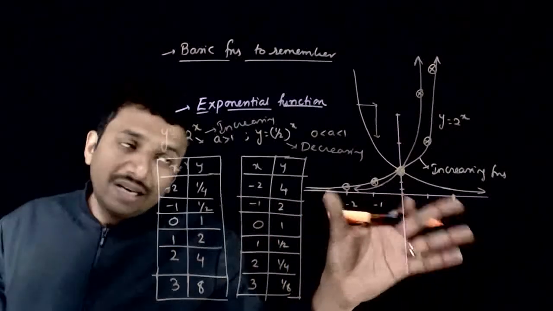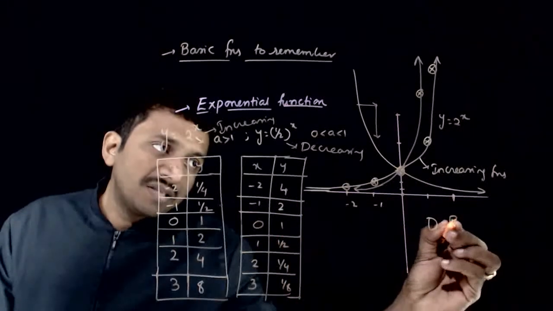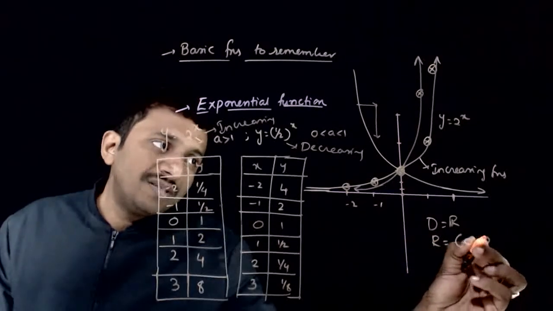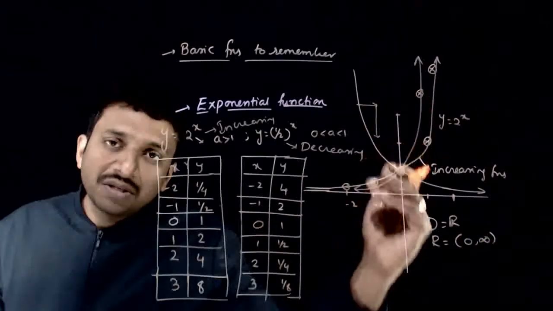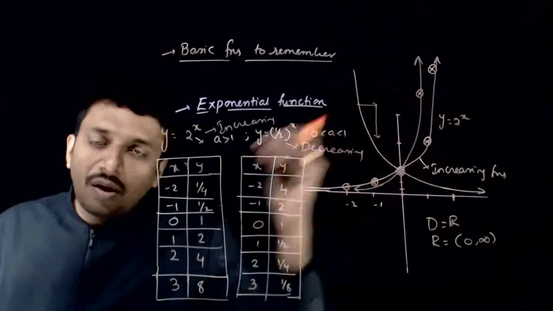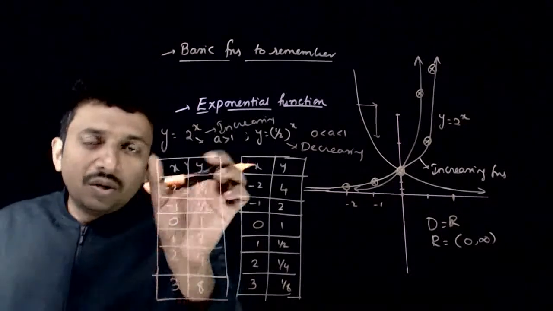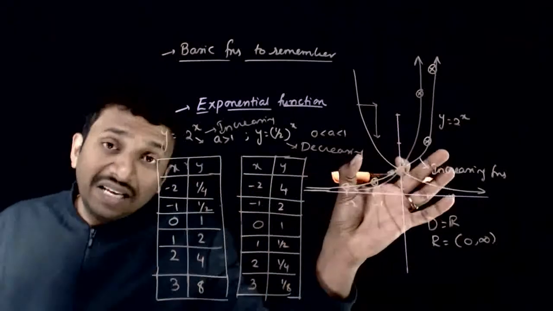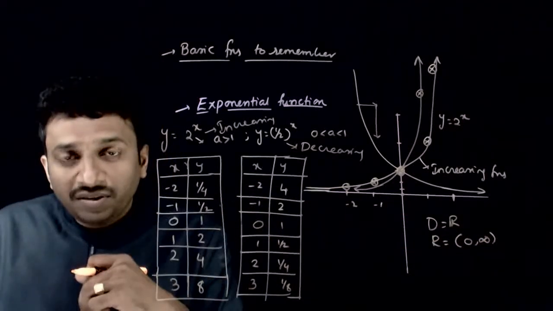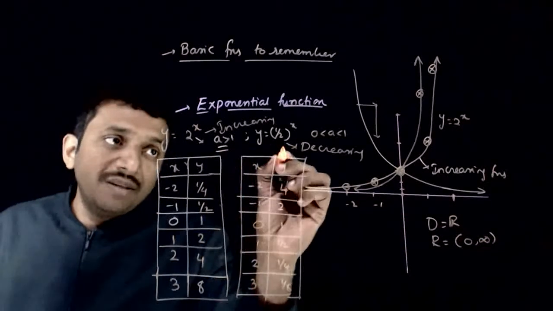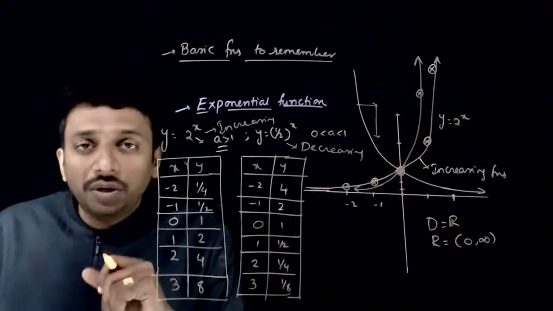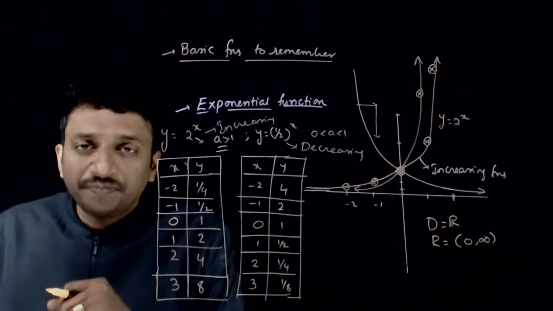But the domain is always equal to real numbers and the range is always equal to open 0, infinity. All the values above the x-axis are being covered. Open 0 to all infinity. So this is a definition. The increasing, decreasing nature needs to be remembered. Domain and range need to be remembered. And the values of the base, that the base is always greater than 0 and not equal to 1 for an exponential function.